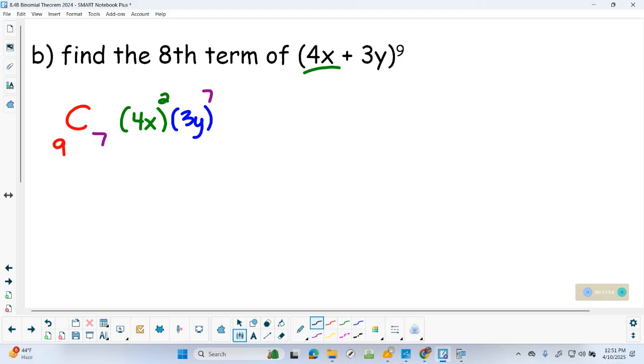So of course you're going to punch this into your calculator. So punch in C(9,7). I would do it all in one step, to be honest. I would do this times 4 squared times 3 to the 7. I would just punch that in my calculator in one fell swoop to get the coefficient, and you get a very big number. Give me a second to punch it in.